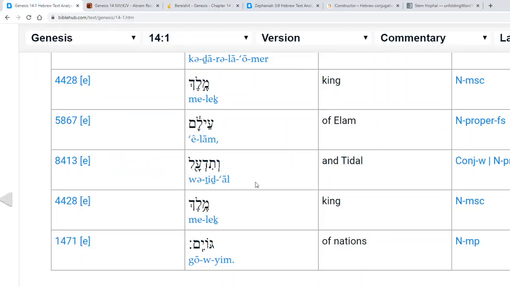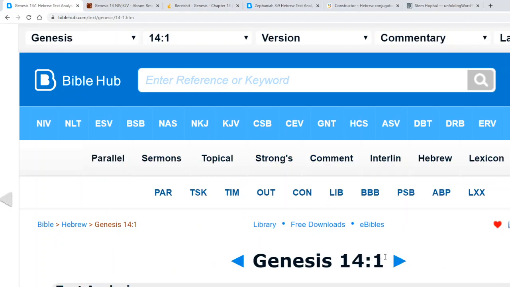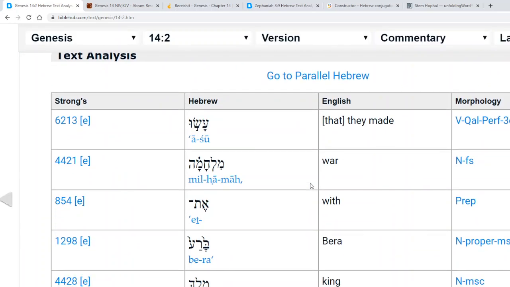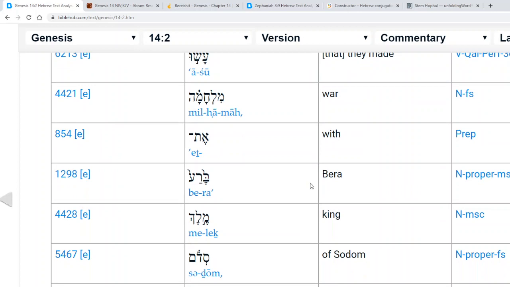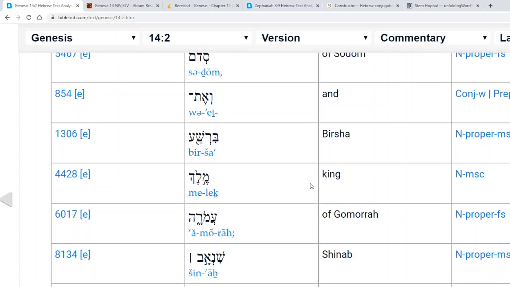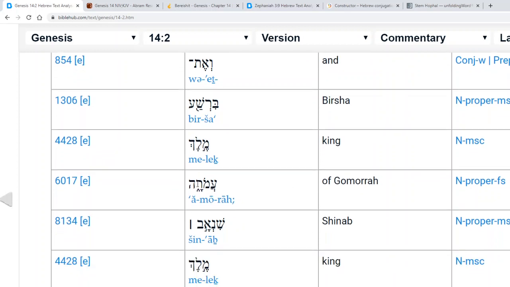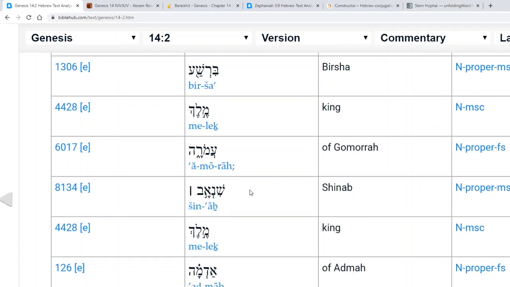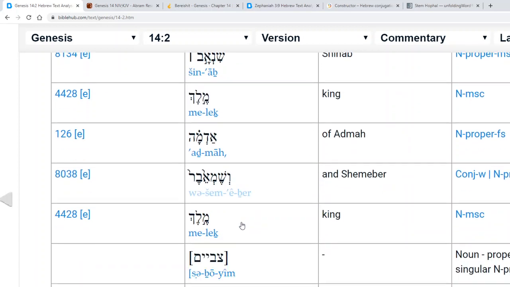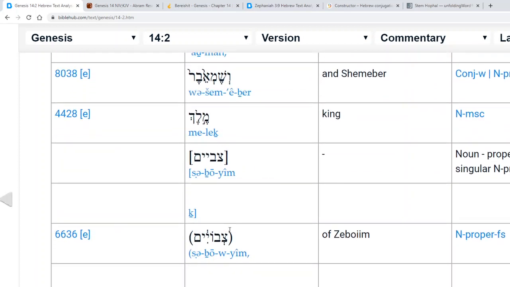Okay, so asu milchama et Bera melech Sdom ve'et Birsha melech Amorah. That's where it was Amorah. I knew it was in this chapter. Shinav melech Adma ve'Shemever melech Tzevoyim.